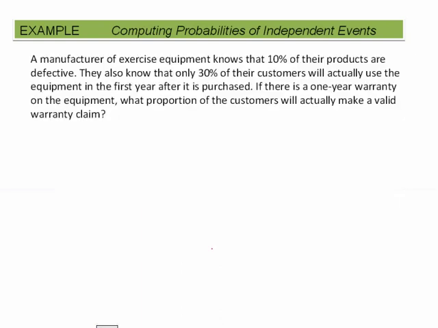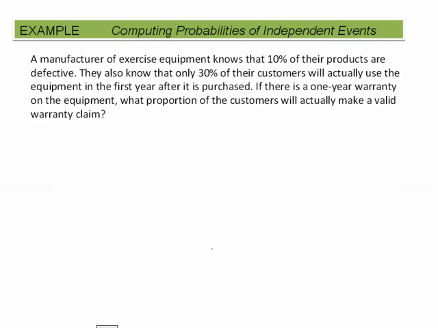A manufacturer of exercise equipment knows that 10% of their products are defective. They also know that only 30% of their customers will actually use the equipment in the first year that it is purchased. Unless you count using it as a clothes hanger counts. If there is a 1-year warranty on the equipment, what proportion of the customers will actually make a valid warranty claim?